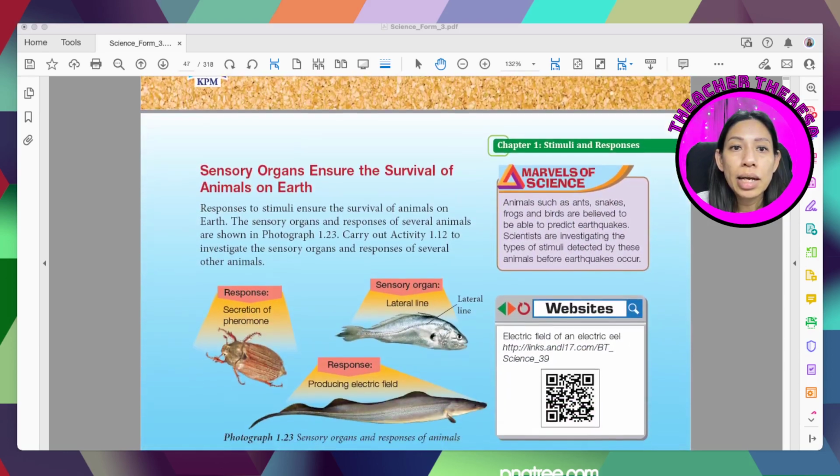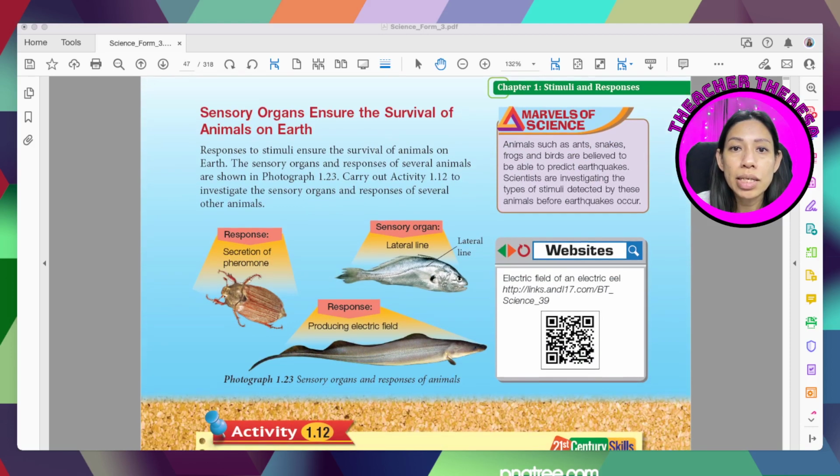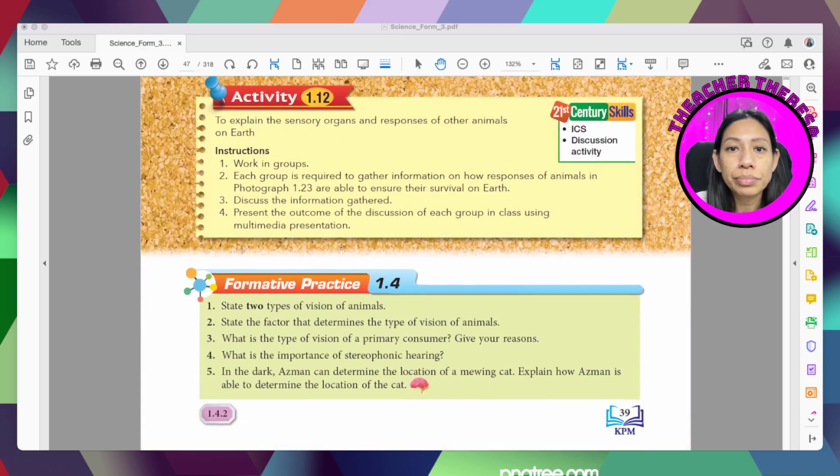Next we go to the sensory organ that is special in certain animals. So we have sea animals especially have a line on their body that is called the lateral line. The lateral line is important because before an earthquake could happen, the animal can estimate that the earthquake is going to happen. So like seeing the future, predicting the future, so they can move to a safer area.